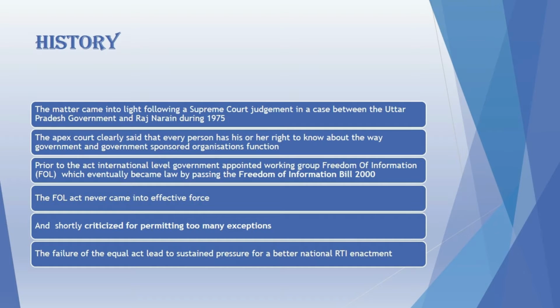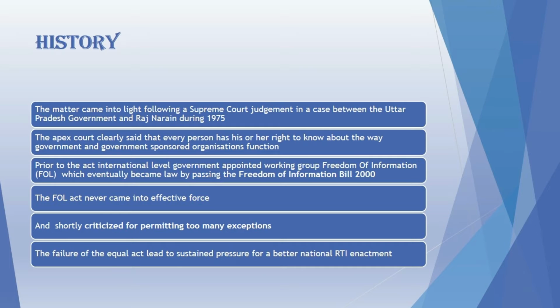So now, talking about the history, we must mention that prior to this act, at the international level, freedom of press and freedom of information were there, which was the Freedom of Information Bill 2000. Before the RTI Act, it was the Freedom of Information Bill 2000. As we know about the oldest press law, which is the Official Secrets Act. Now talking about the FOI, that means Freedom of Information, this act never came into effective force and it was criticized for putting too many exceptions. Thus RTI came into force in the year 2005.